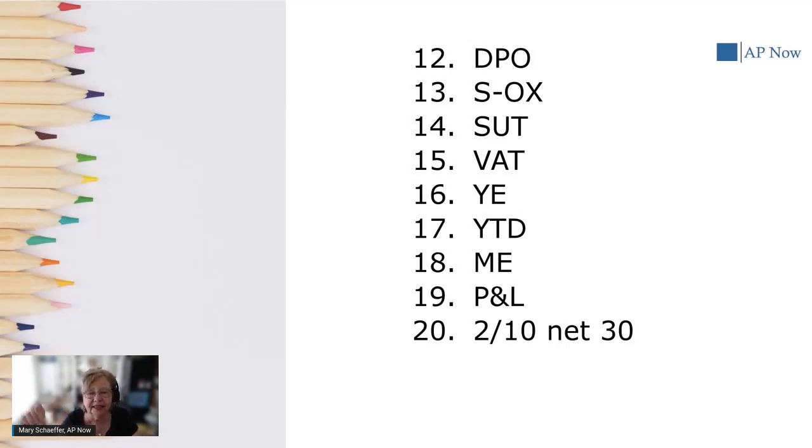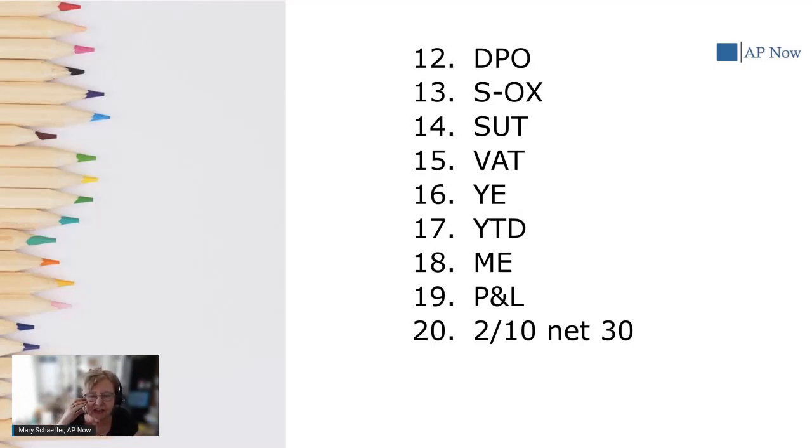VAT, value-added tax. SUT is primarily a U.S. issue. VAT is a European, Canadian, and a few other countries who use it also. Okay, YE, year-end. YTD, year-to-date. Okay, you probably all can guess that ME then means month-end. P&L stands for profit and loss. And our last one is a little longer.